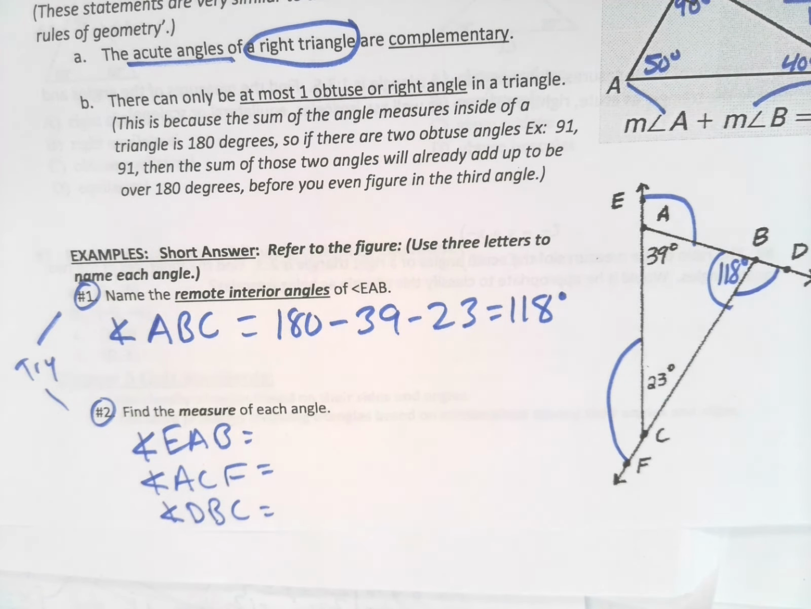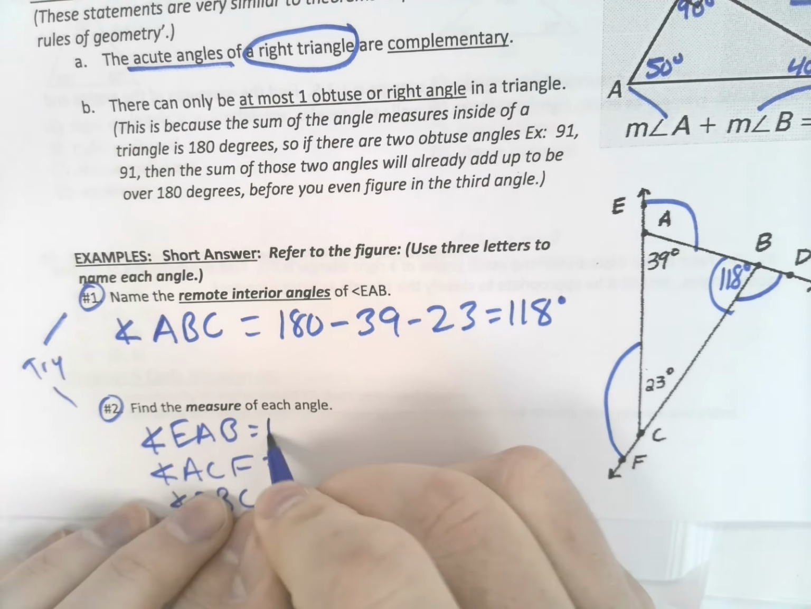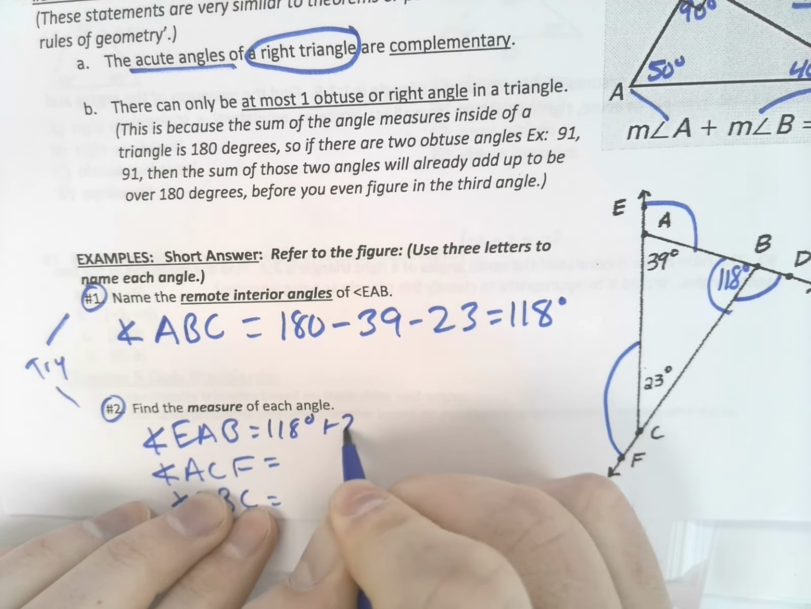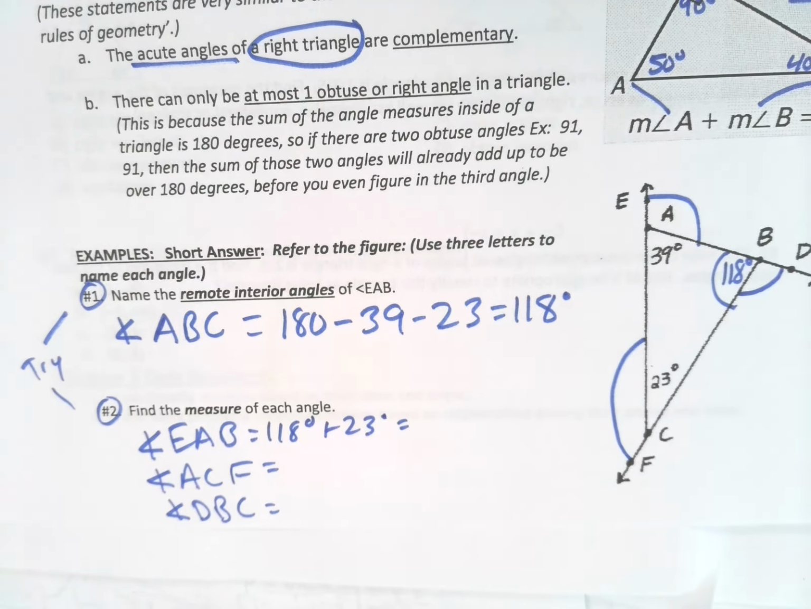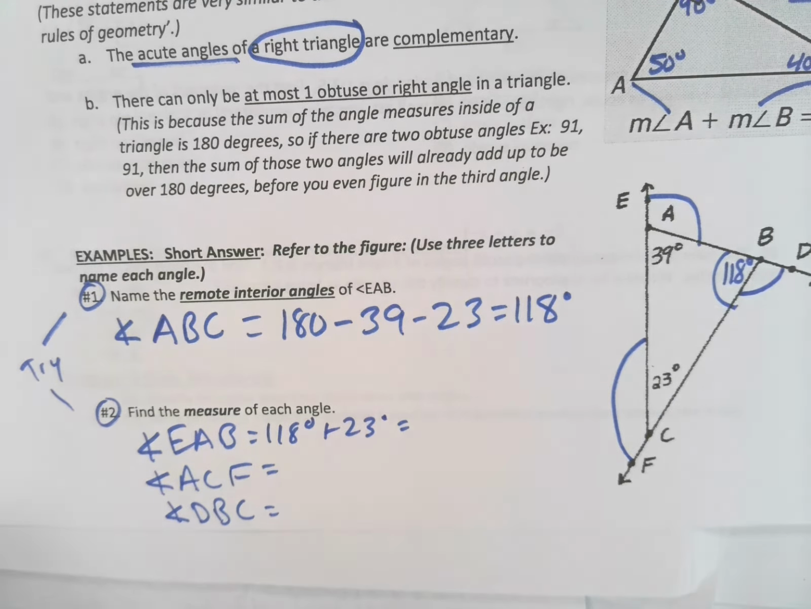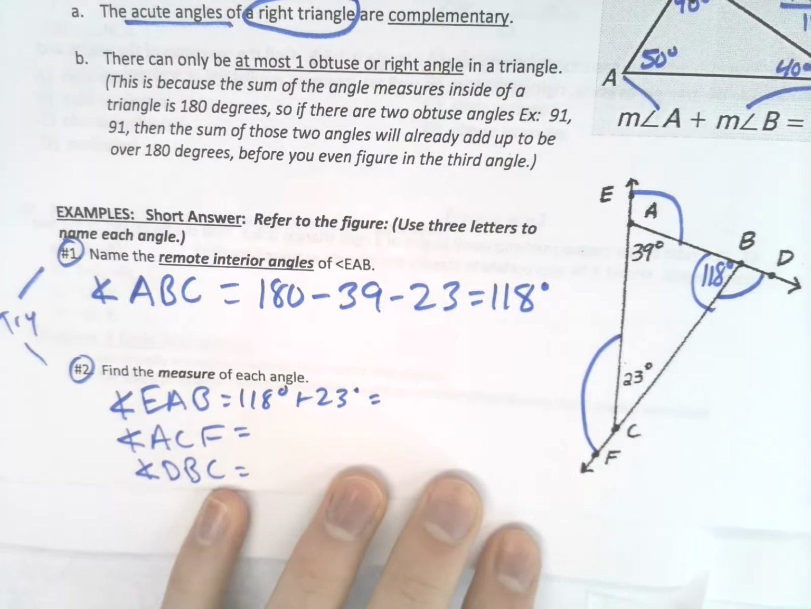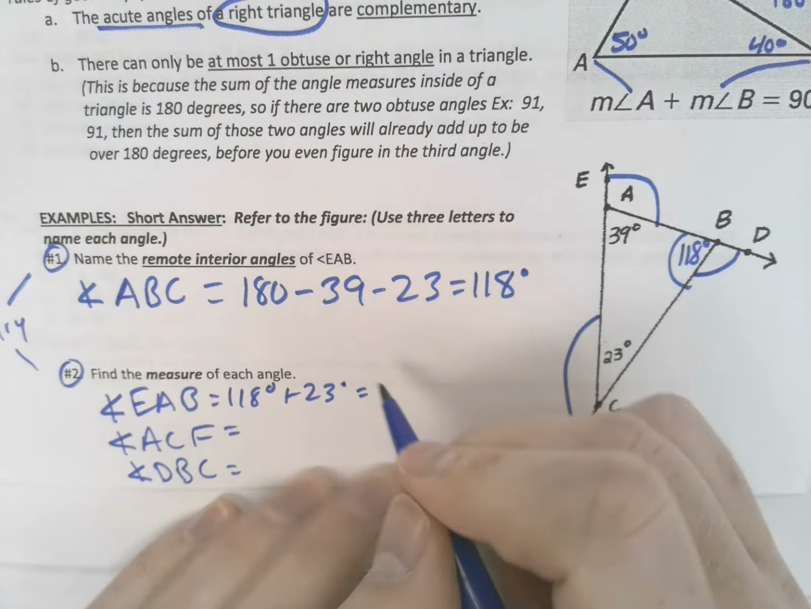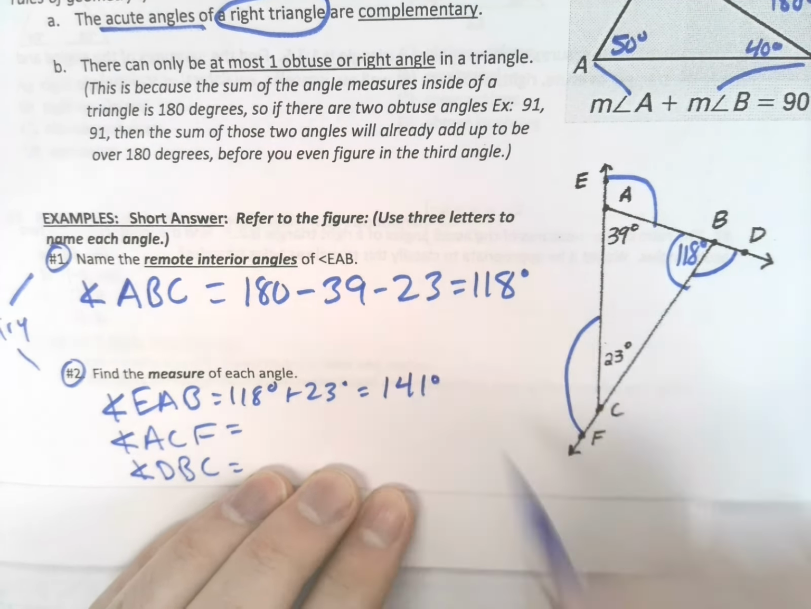Now here's the thing. You're so close. We do use 118 because that's not beside A. But it's 39 beside A. Oh, yeah. So we can't use that angle. Remote interior angles are the 2 angles that are not beside it. So you would do 118 plus not 39, but yeah, 23. So you were on the right track, man. So I'll let you fix that real quick. You can tell us what you got here in a second. 141, yes, sir. Good quick math.